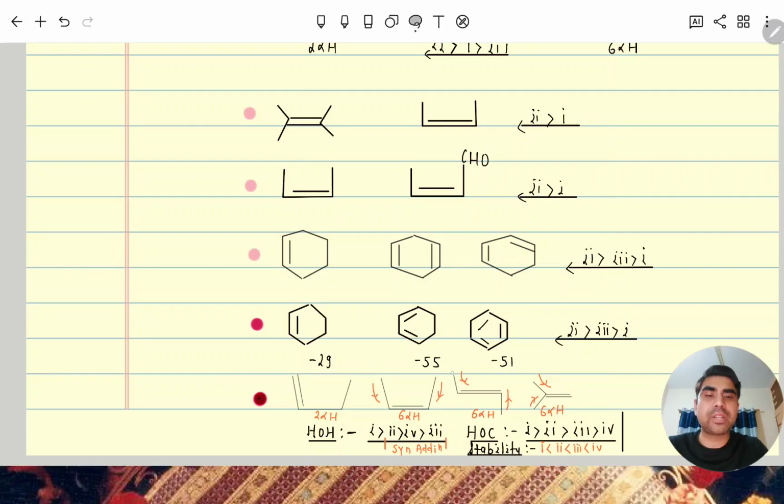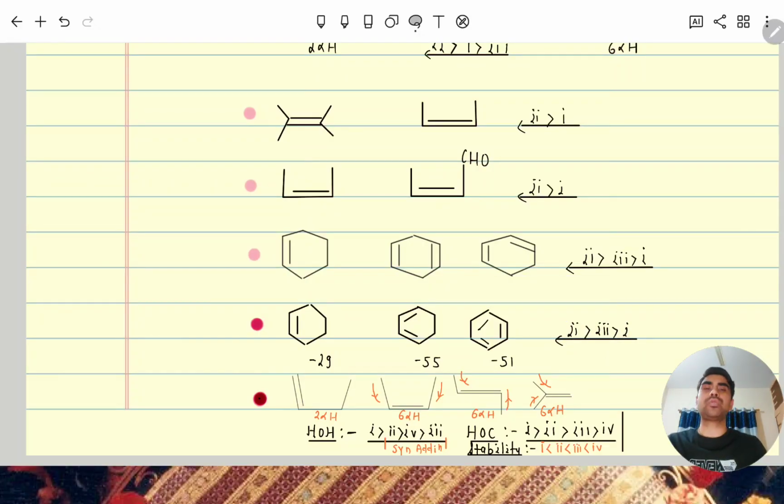Here you can see that it has 3 pi bonds, so due to that conjugation it is more stable, so its heat of hydrogenation will be relatively less as compared to here. Here some conjugation is there, but this is aromatic and this is non-aromatic, so its stability is relatively less, so its heat of hydrogenation is a little bit more as compared to this one, which has only one pi bond. So we can say that first it will be 2, then 3, and then 1.